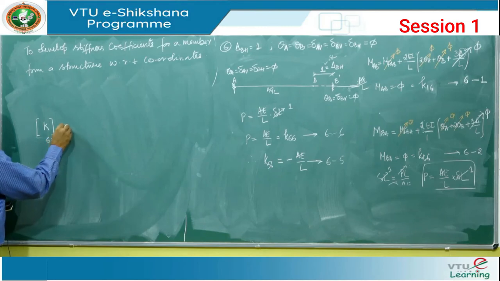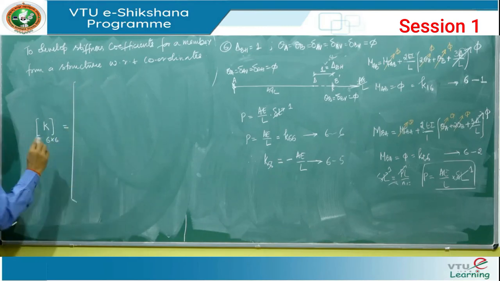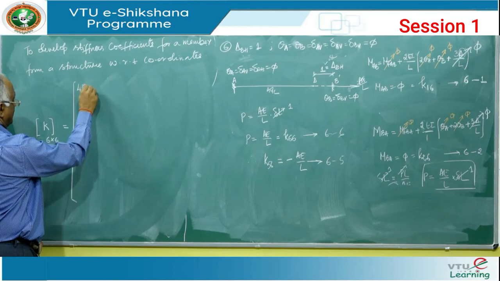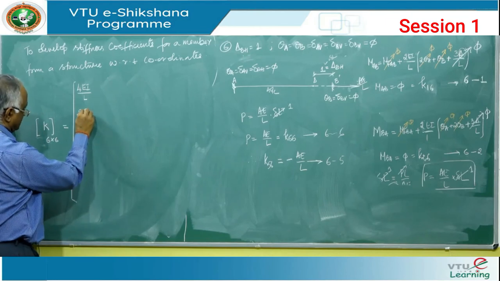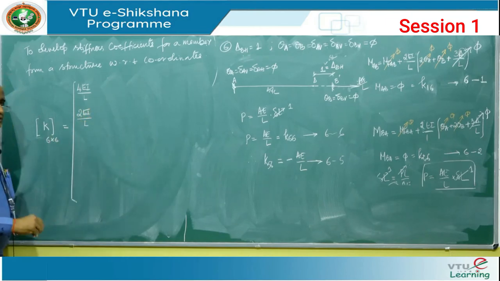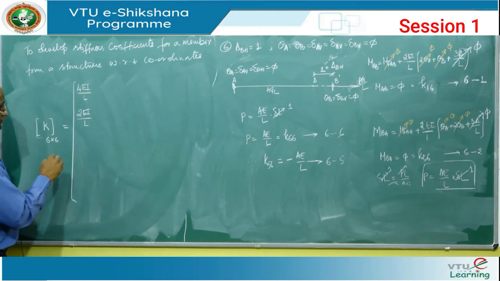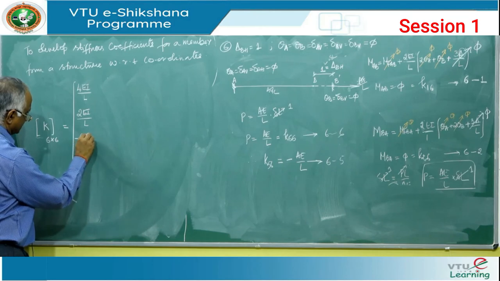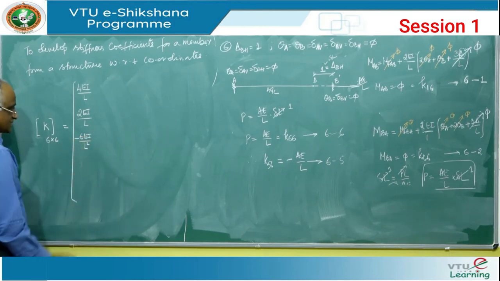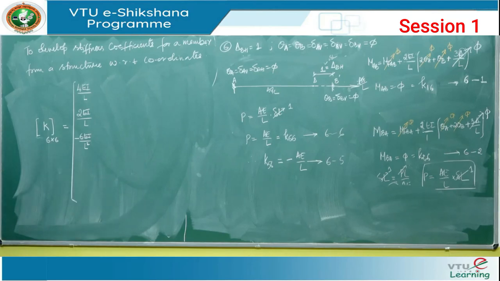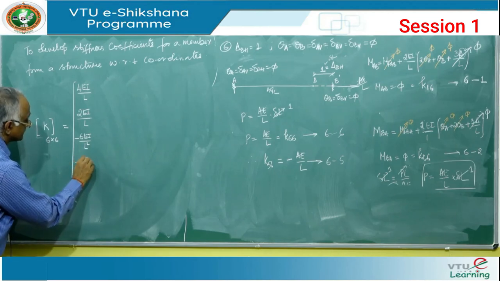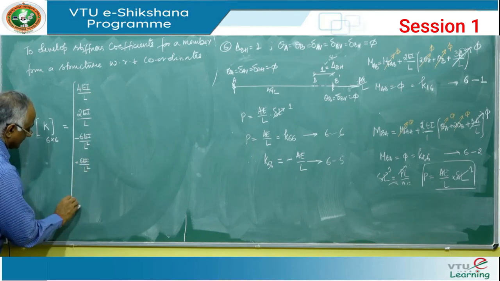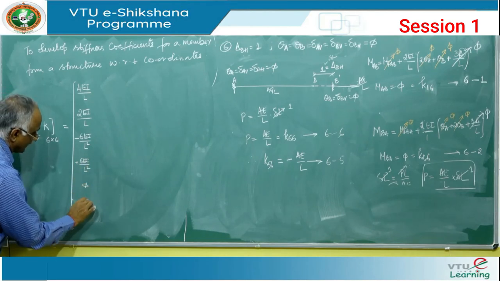K, a 6 by 6 matrix. K11 is 4EI by L, K21 is 2EI by L, K31 is minus 6EI by L square. In this first case, the vertical reaction at A is opposite, downwards, that's why it is minus. And K41 is plus 6EI by L square, and the last two are 0 and 0.